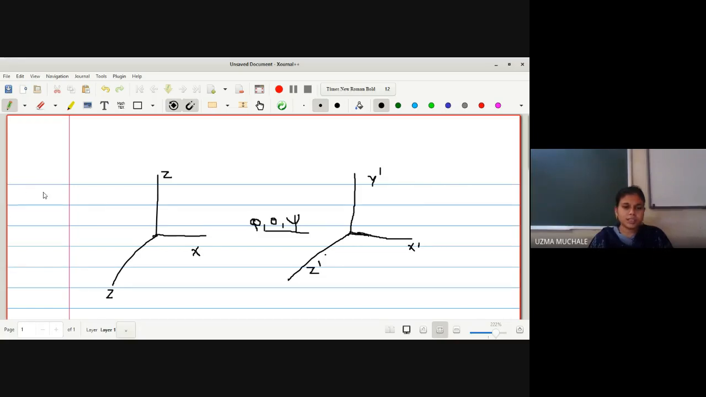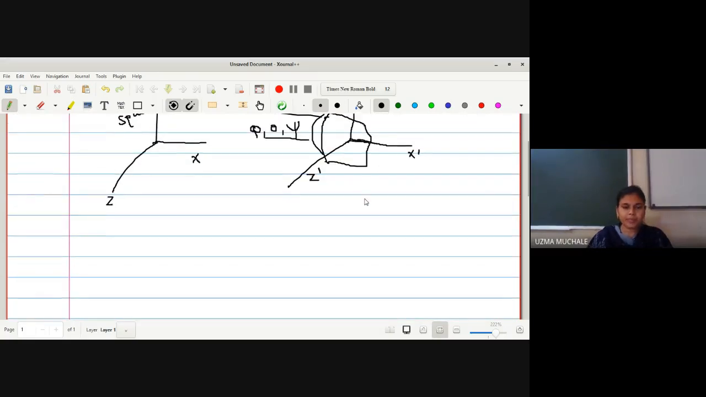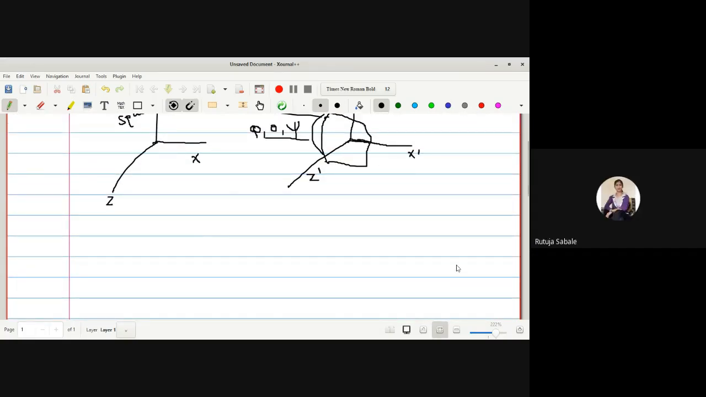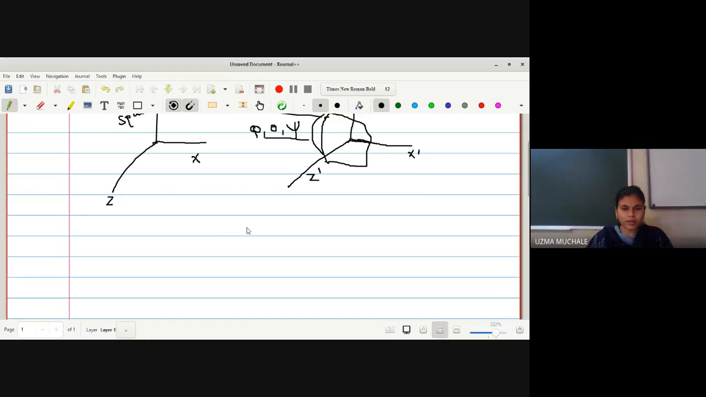What is xyz? These are the space set of axes, right? And these x dash, y dash, z dash are the body set of axes, as they are in the body. After having some rotation, it will be changed to x dash, y dash, and z dash. Any doubt up to this? No, ma'am. Okay, first we are going to start with the rotation through an angle phi, keeping the z-axis constant.